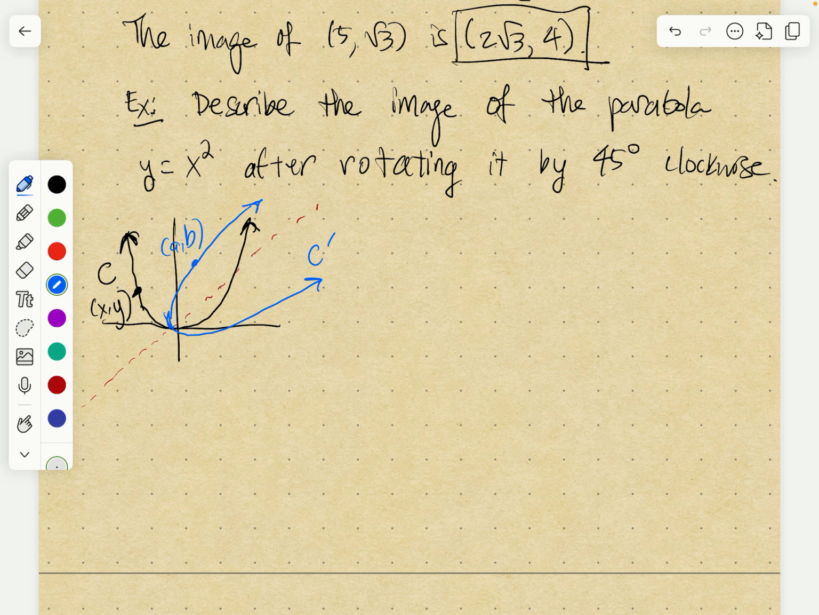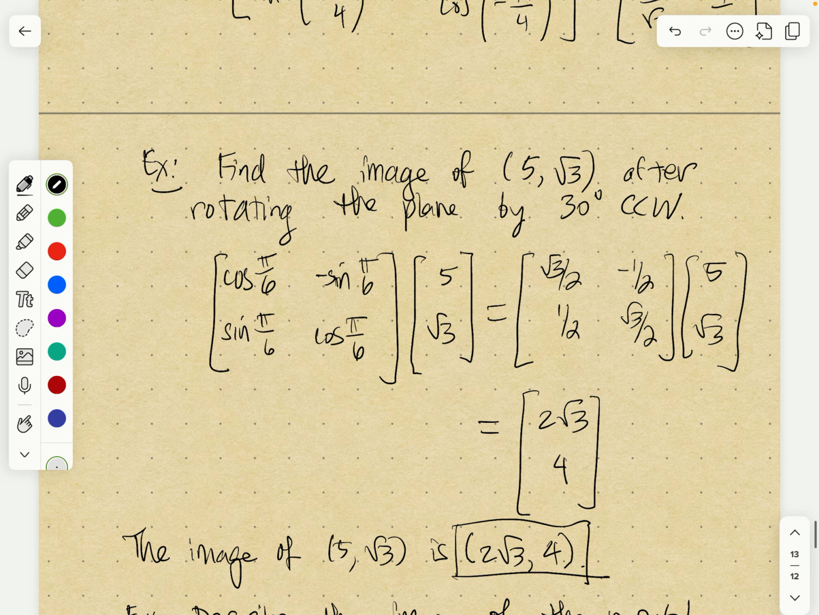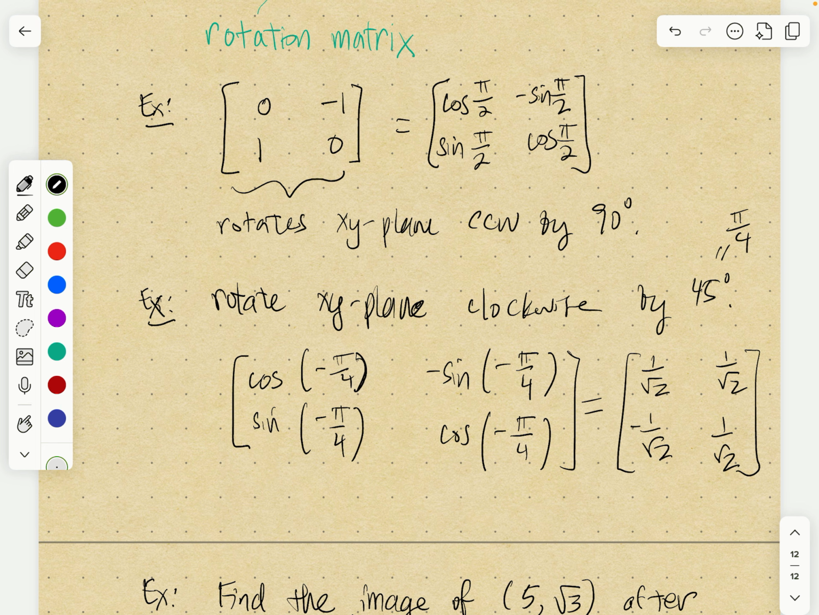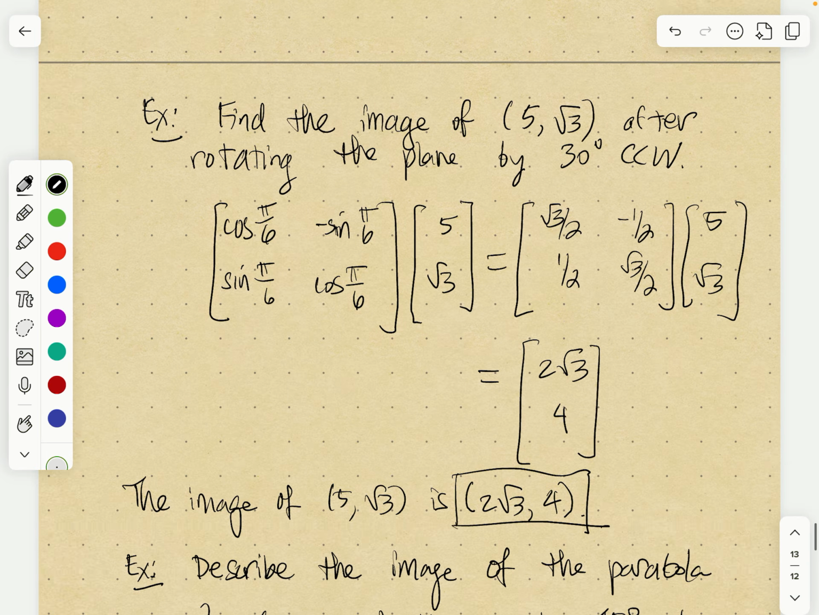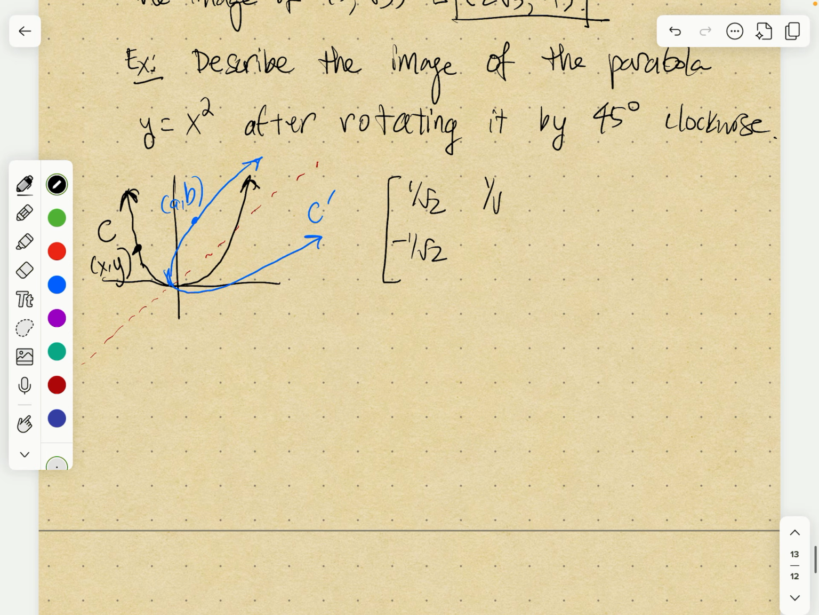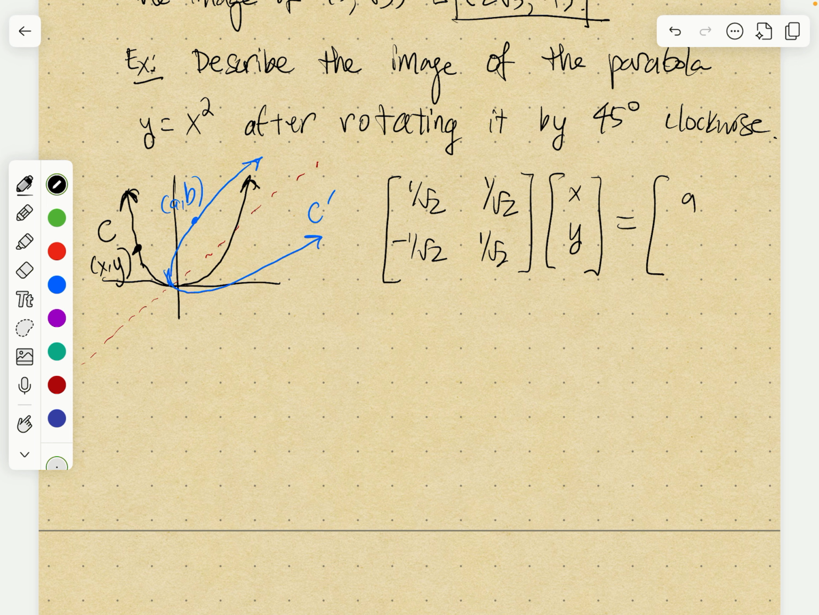And then let's just write down what we know. We know that if you take the matrix that rotates by 45 degrees clockwise, did we figure out what that was? Yes, it's that matrix: 1 over root 2, negative 1 over root 2, 1 over root 2, 1 over root 2. If you take this matrix and then multiply it by xy, you're going to get AB.